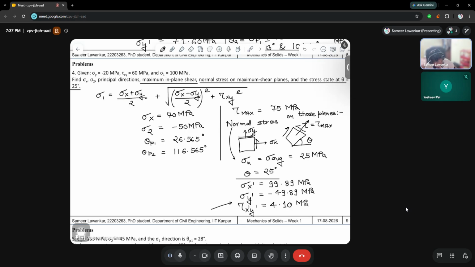The only new thing which came in this question was normal stress on those planes, which is basically sigma n, and that is basically equal to sigma average.